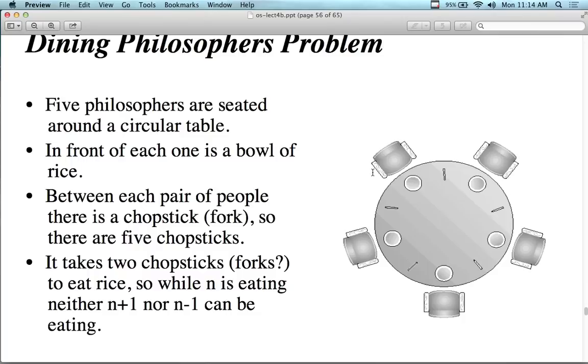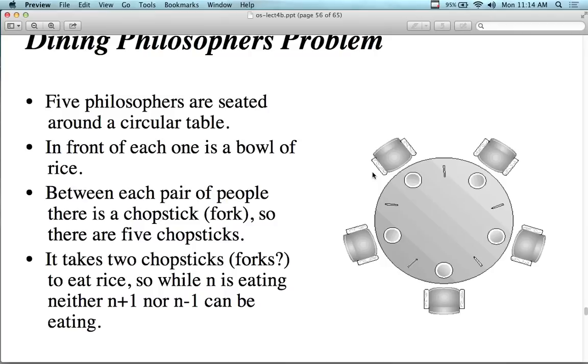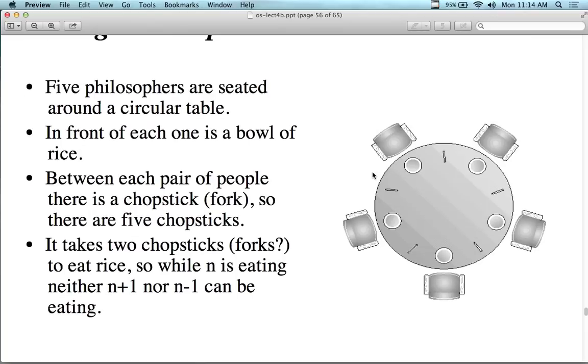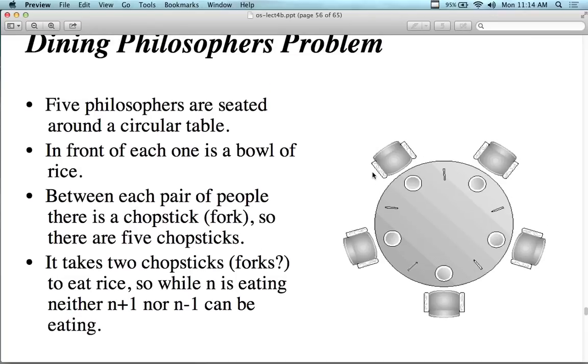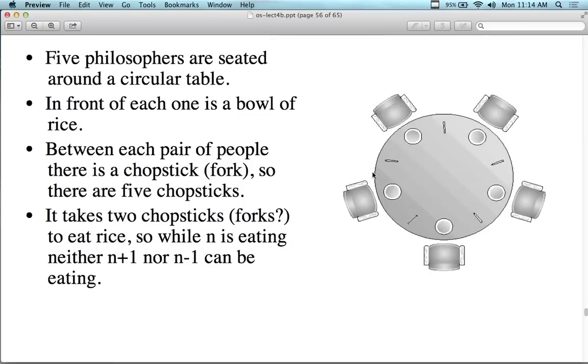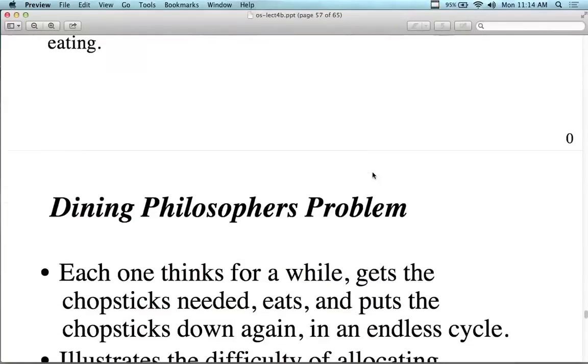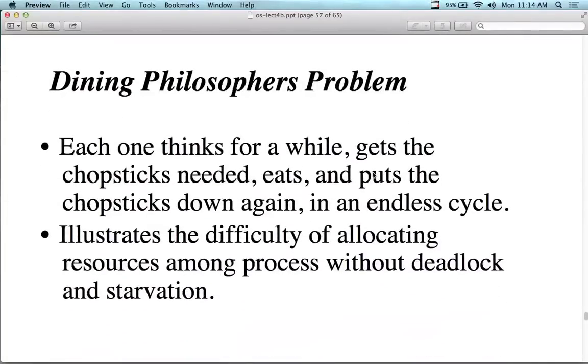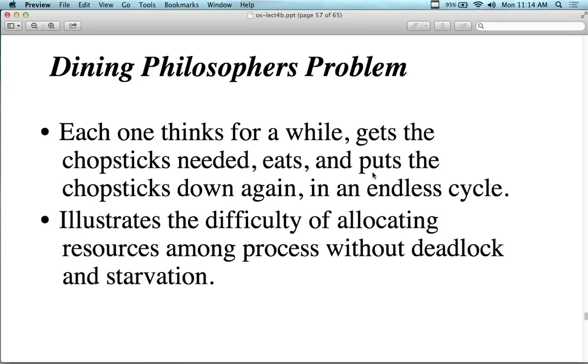It got changed to chopsticks because people don't understand the spoon and the fork anymore with spaghetti, but you're supposed to eat with a spoon and a fork. Anyway, chopsticks are, I guess, easier to conceptualize. While N is waiting, neither N plus 1 nor N minus 1 can be eating, because you need to let go of the resource in order to allow somebody else. So it's resource allocation. If you don't have all the resources you need, you're supposed to let them go to get rid of the problem. Otherwise, if you hold on, you get a circular wait.